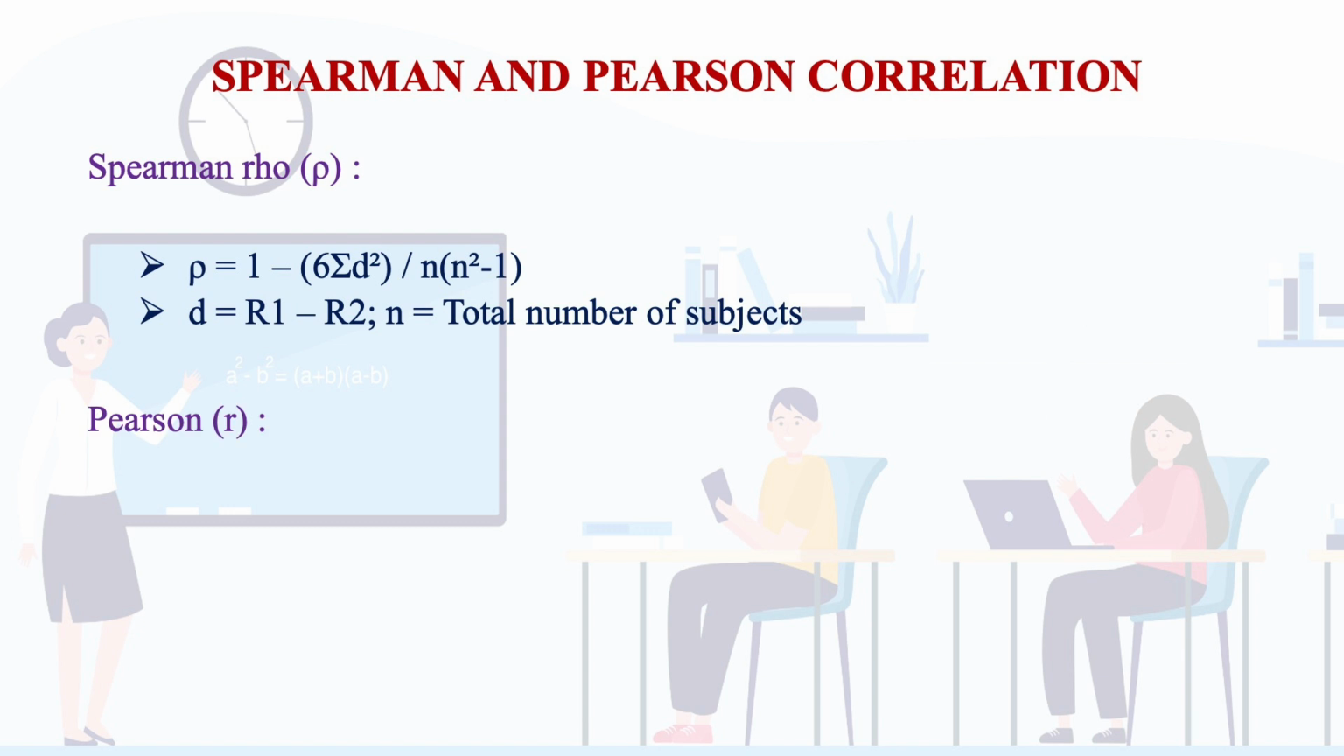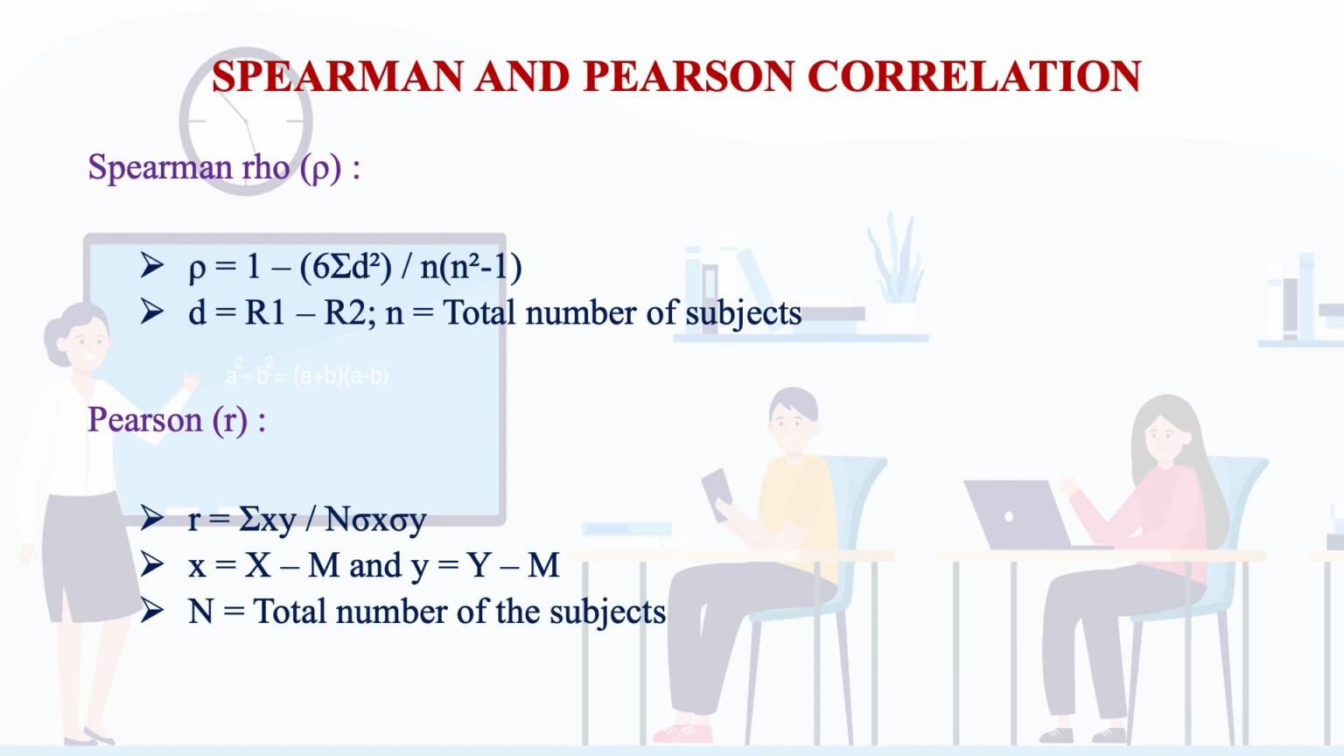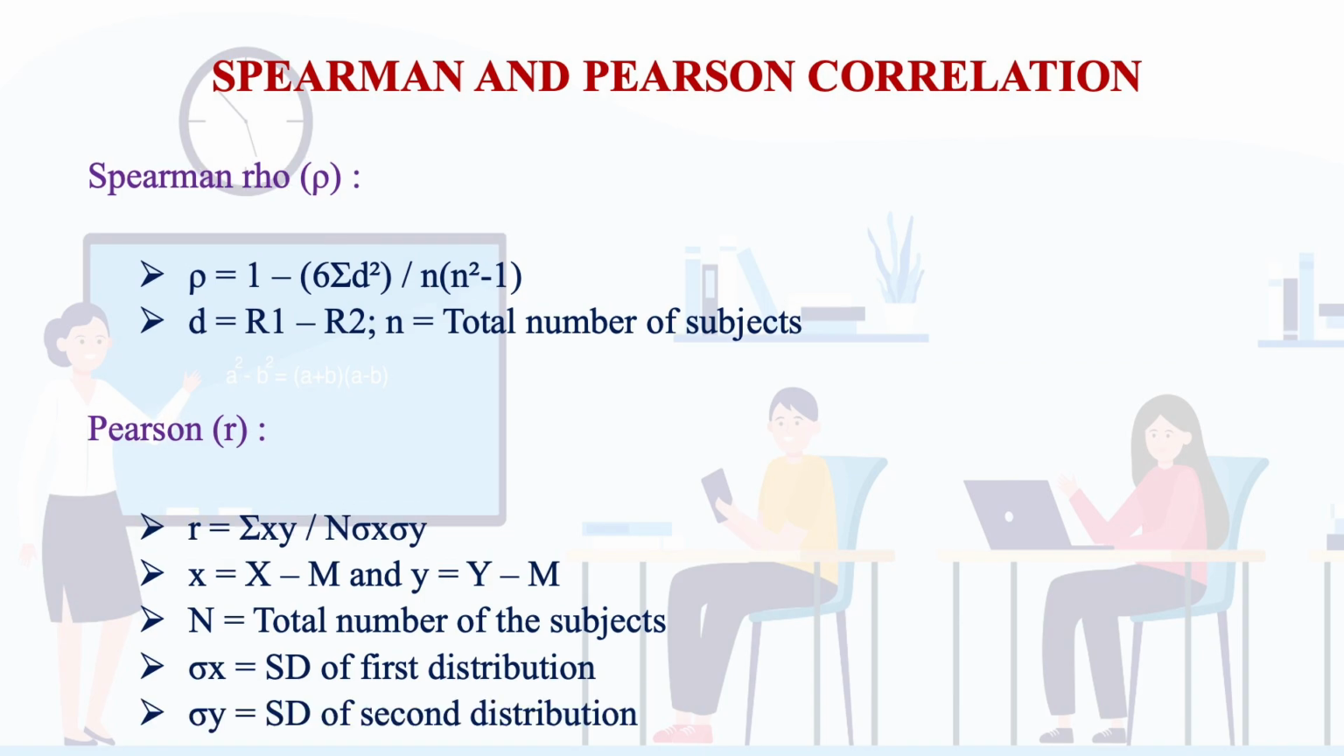Then the Pearson correlation coefficient, that is called R. The formula is R is equal to summation of xy upon n into sigma x into sigma y. Here small x is capital X minus m. Capital X is the individual score and m is the mean. Accordingly y is Y minus m, where Y is the individual score in the retesting and m is the mean of the retesting, that means in the second group. And n is the total number of students, sigma x is the standard deviation of the first distribution, and sigma y is the standard deviation of the second distribution.